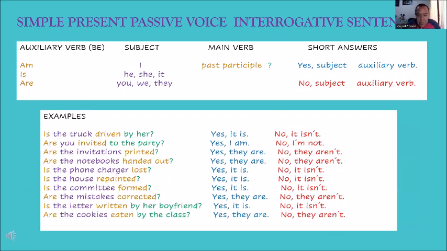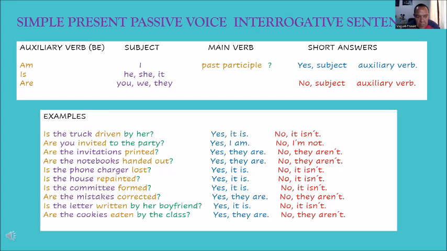The formula for interrogative sentences is auxiliary verb plus subject plus past participle verb. To give short answers to these kinds of questions, we write yes or no plus subject plus auxiliary verb in affirmative or negative. Here is a table and examples to help you better understand.